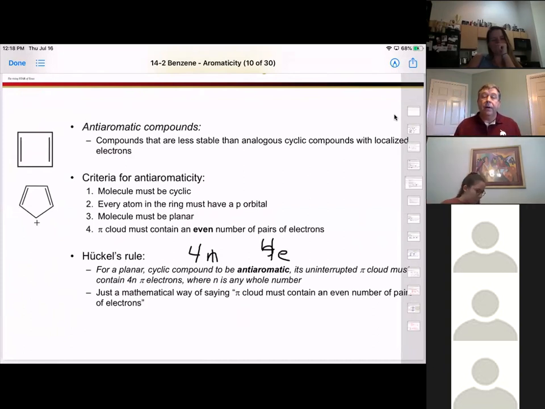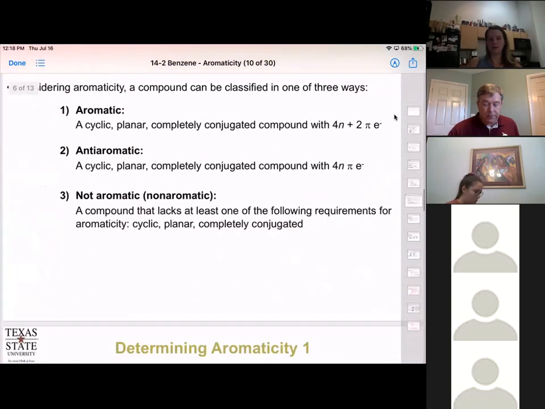Now, if it breaks any of those rules, the pairs of electrons or the planarity or not having a p orbital available, then it is non-aromatic, okay? So those are the rules, and that's how to identify each of them, okay? Now, going to what the question was asked about which electrons to look for, that's another thing I wanted to draw your attention to, okay?